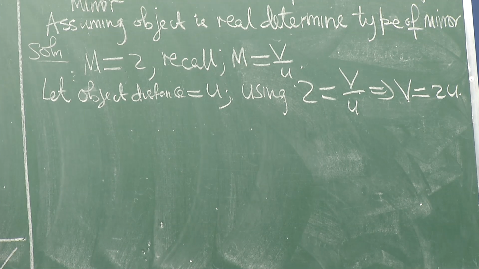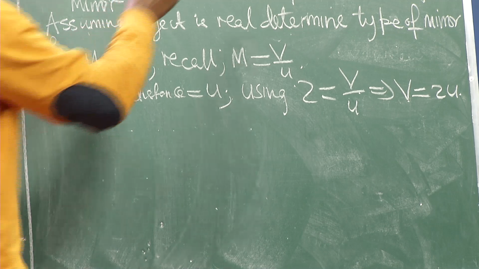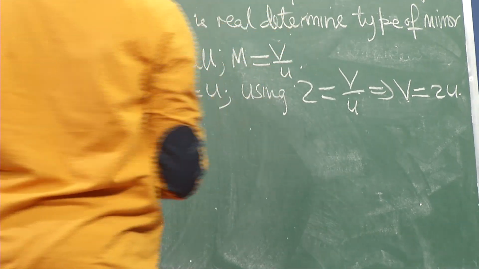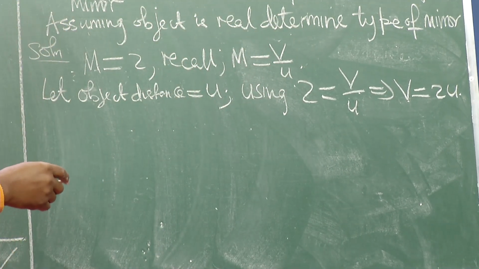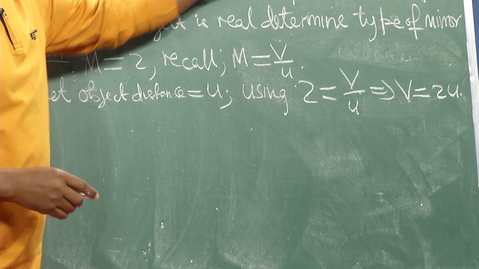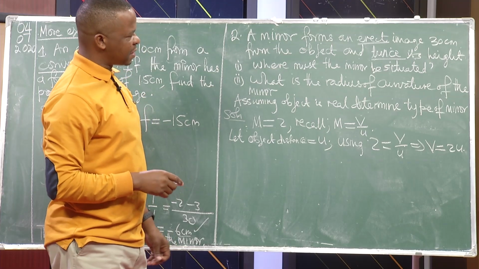Now when I go back, they are saying a mirror forms an erect image. The image is erect, and it is magnified.